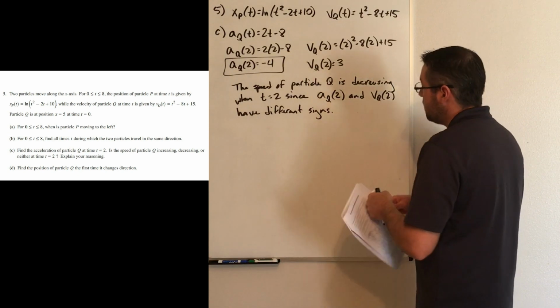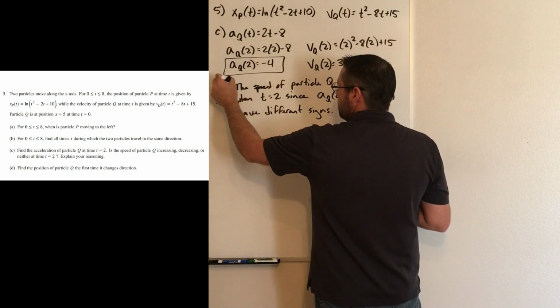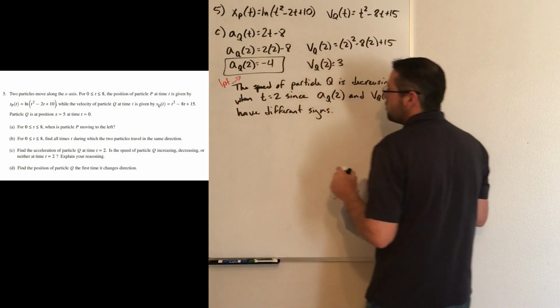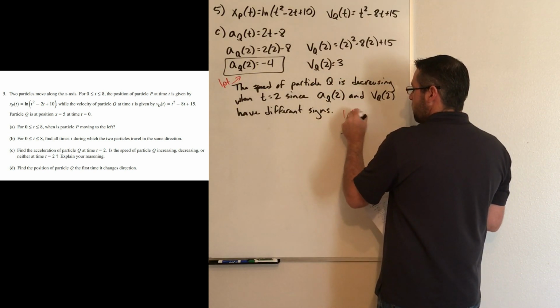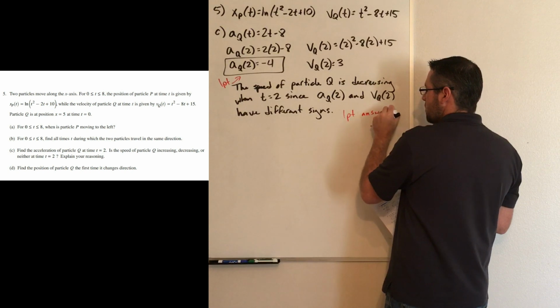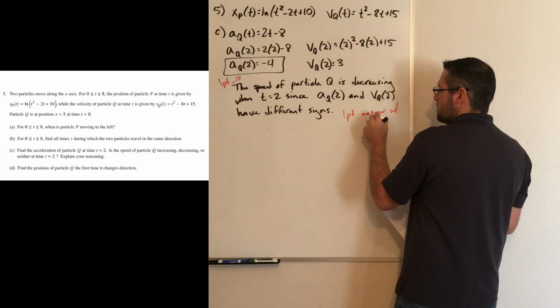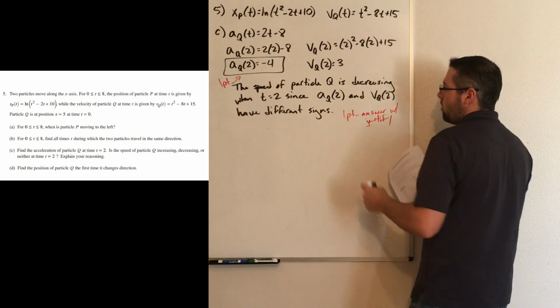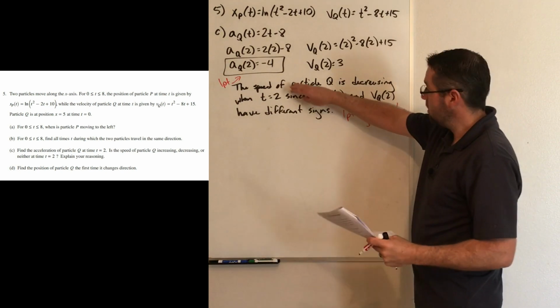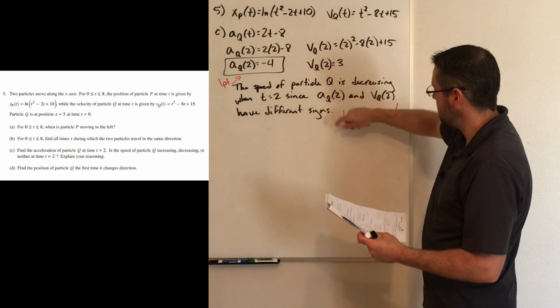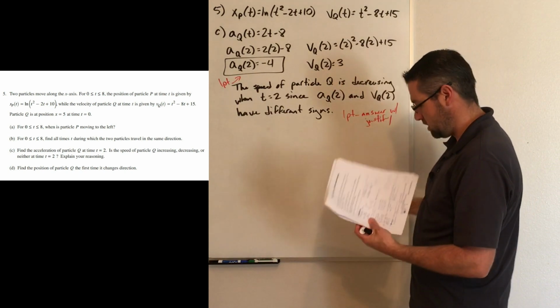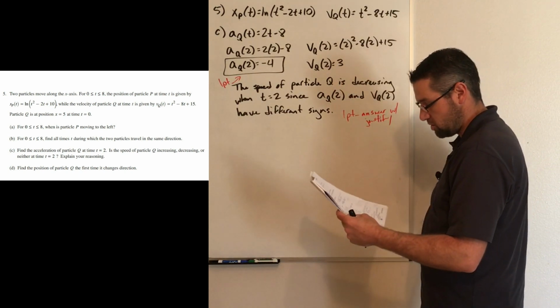As far as points go, you're going to get 1 point for finding the correct acceleration at t equals 2, and then you're going to get 1 point for your answer with your justification. So 1 point for just finding acceleration and 1 point for stating that the speed is decreasing because acceleration and velocity have different signs. So that's part C.